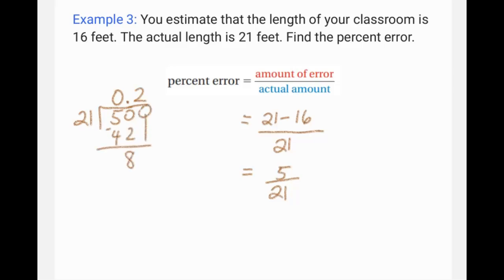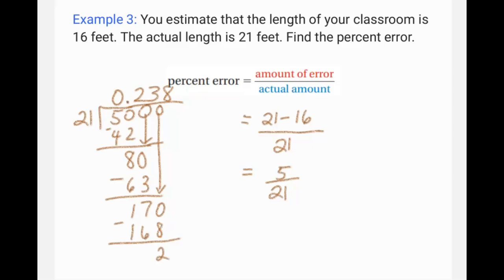And now we have another 0 we can bring down because 21 cannot go into 8, but it can go into 80 about 3 times. So that should give us 3, 6. And we have a 7 and a 1. And then again, 21 cannot go into 17, so we're going to bring down a 0. 21 goes into 170 about 8 times. So that's 8 and 16. And that gives us a 2.